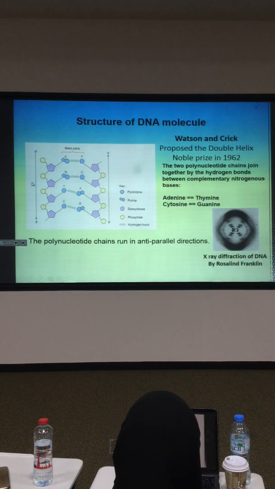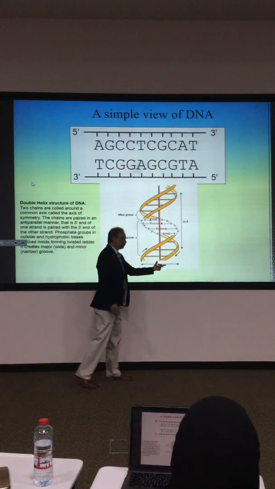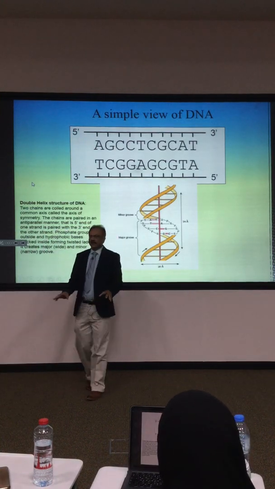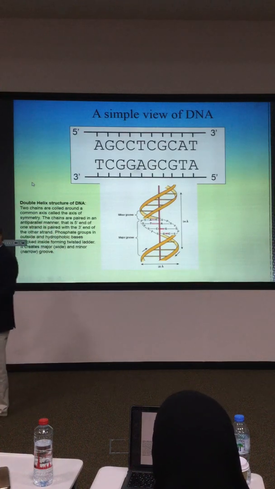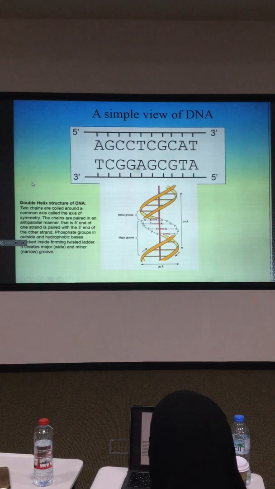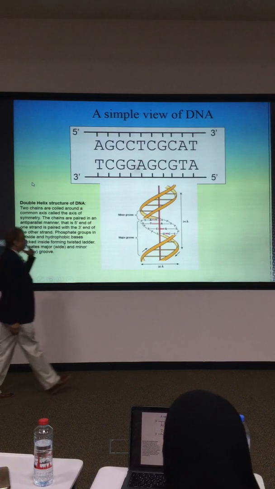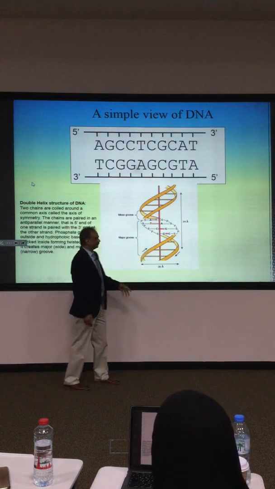And I will show you in a minute that this is the structure. If you twist the ladder, it will take this shape. And this diameter is 20 angstrom; in any DNA, it is fixed at 20. So if there is a change, it will not be stable. So the A should go with the T, and C should go with the G.